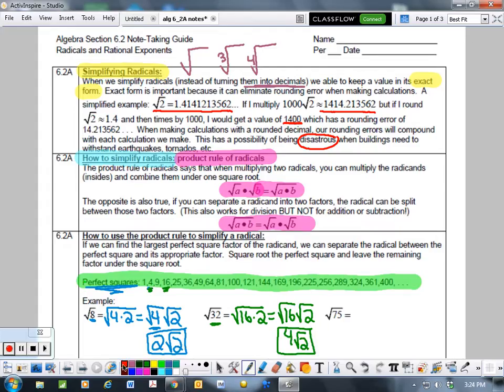And then I could move on to the next one, 75. The biggest perfect square that goes in there is 25. So 75 is really 25 times 3, which is really the square root of 25 times the square root of 3, which is really 5 square roots of 3. And so that's just simplifying our radicals. Once we do this, we have certain rules that we can use to work with them. So now when we multiply, we can talk about how to multiply correctly and keep this in exact form instead of a rounded decimal.